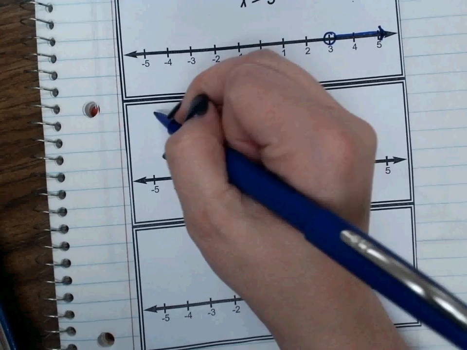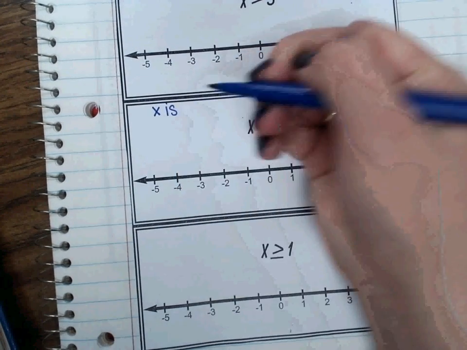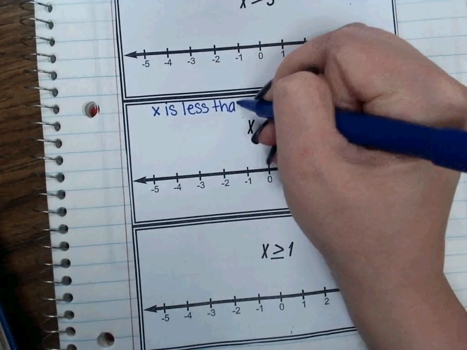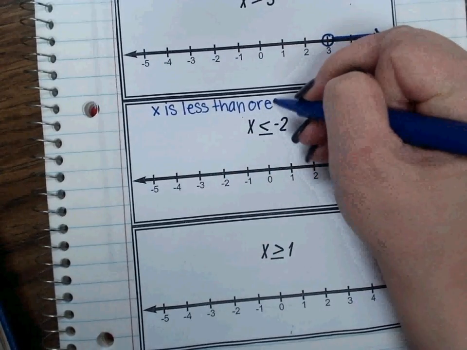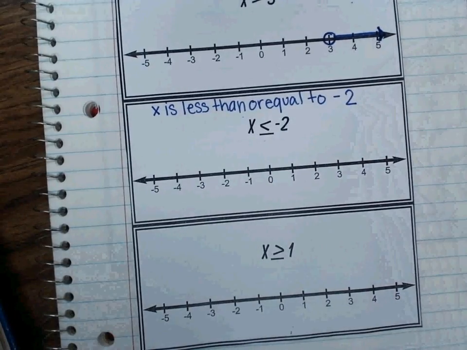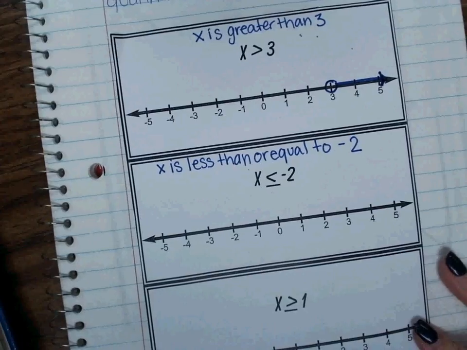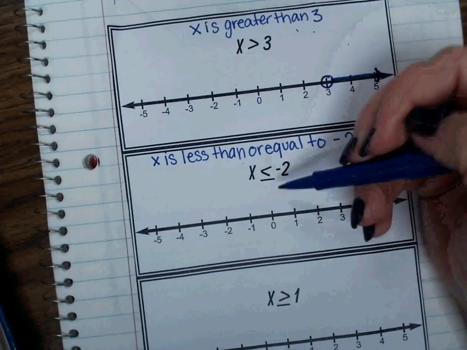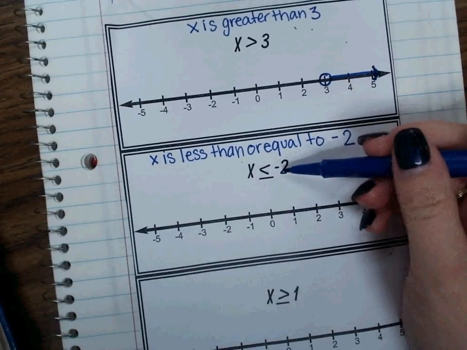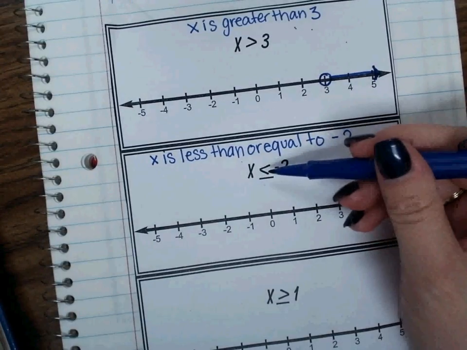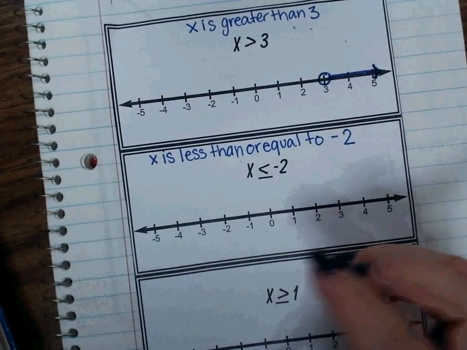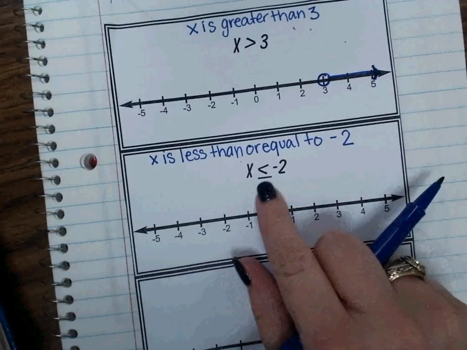So I'm going to write x is less than or equal to negative 2. Notice the difference between my two symbols here. This one's a greater than, this one's a less than. But notice that this one has this line underneath. That line is saying it can be equal to negative 2, and it can be less than negative 2. This one says it's only greater than 3. It cannot be equal to 3. So that or equal to is included whenever we have that line.